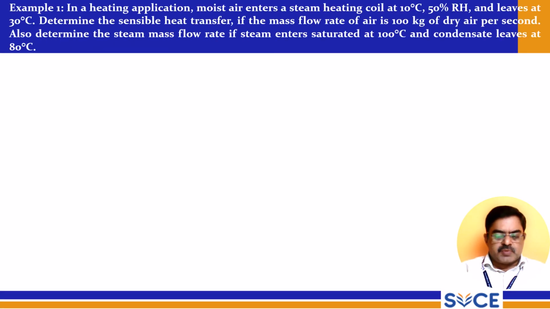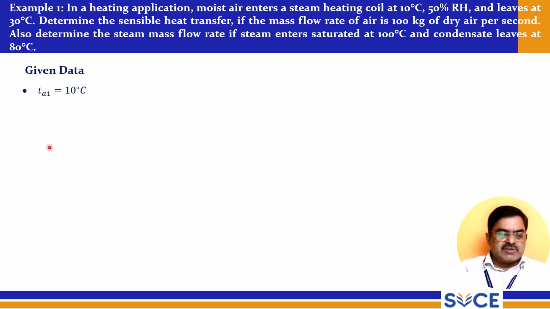We will see numerical problems on this, and these problems are simple only. Now we will see the first example. In a heating application, moist air enters a steam heating coil at 10 degrees Celsius, 50% relative humidity, and leaves at 30 degrees Celsius. Determine the sensible heat transfer if the mass flow rate of the air is 100 kg of dry air per second. Also determine the steam mass flow rate if steam enters saturated at 100 degrees Celsius and condensate leaves at 80 degrees Celsius.